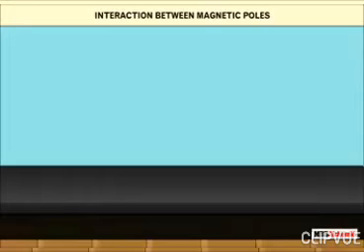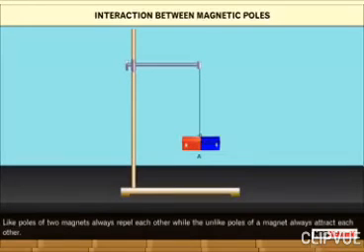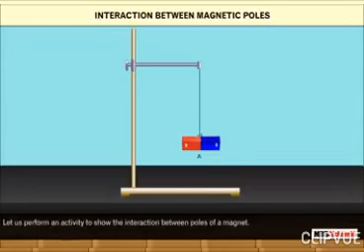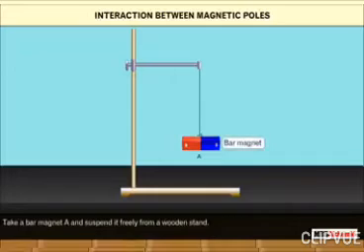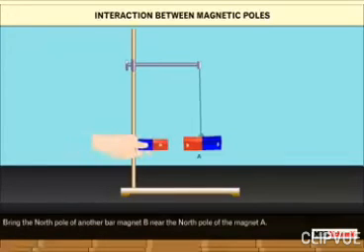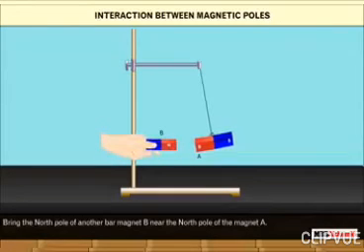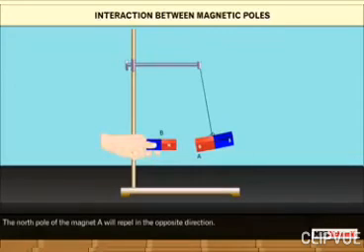Interaction between magnetic poles. Like poles of two magnets always repel each other, while the unlike poles of a magnet always attract each other. Let us perform an activity to show the interaction between poles of a magnet. Take a bar magnet A and suspend it freely from a wooden stand. Bring the north pole of another bar magnet B near the north pole of the magnet A. The north pole of the magnet A will repel in the opposite direction.